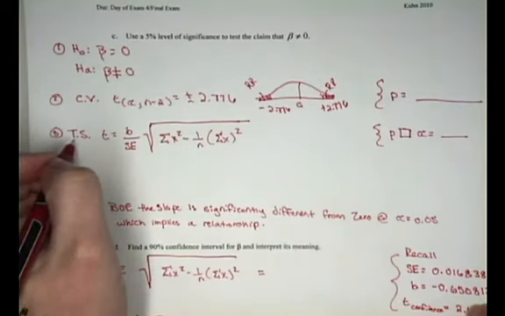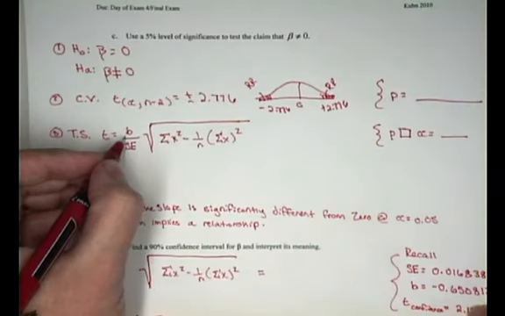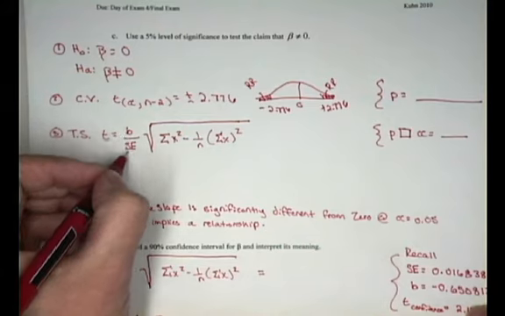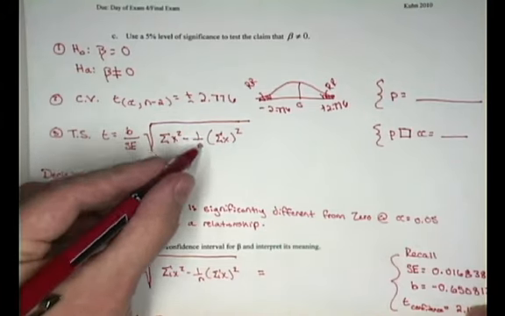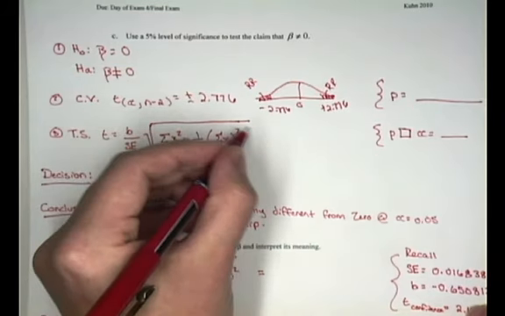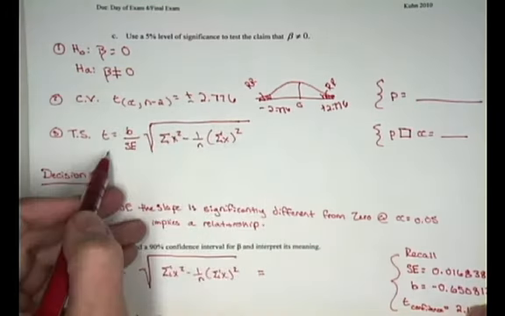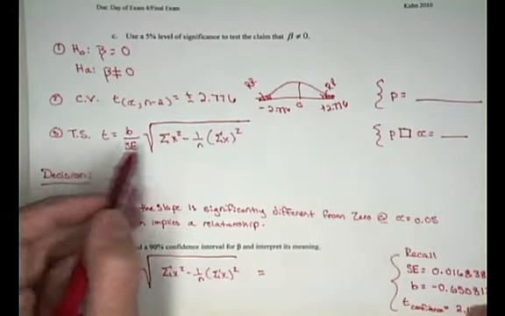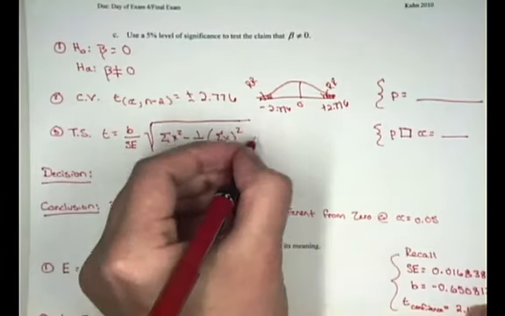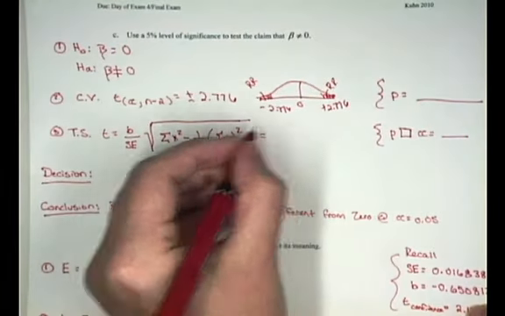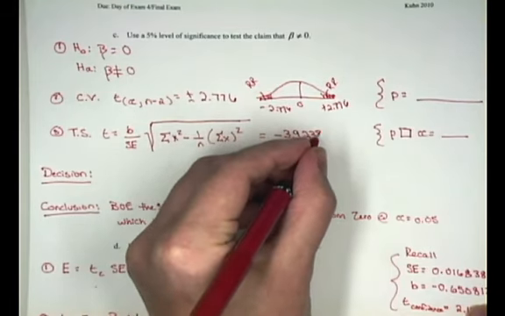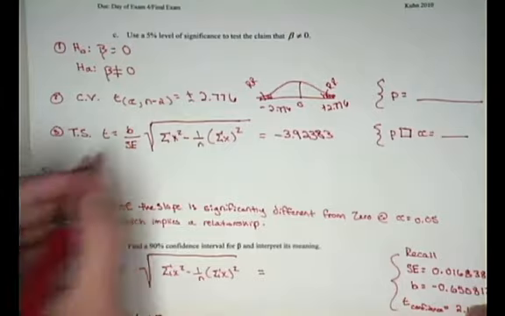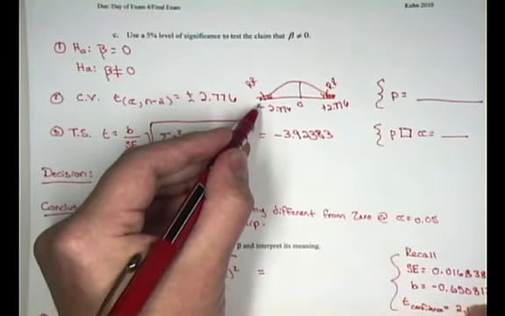And then you would do your test statistic. Now b is the slope, SE is the standard error of estimate, sum of the x squareds minus 1 over n, sum of the x's, and then square it. You should be able to already have all of these statistics based on our previous work. You should be getting a negative 3.92383. And as you can see, it falls into a rejection region, so we will reject.